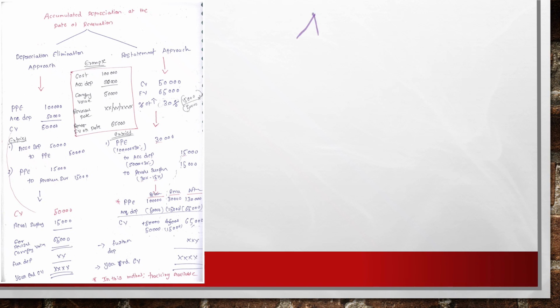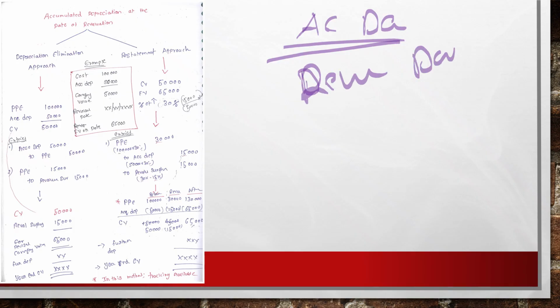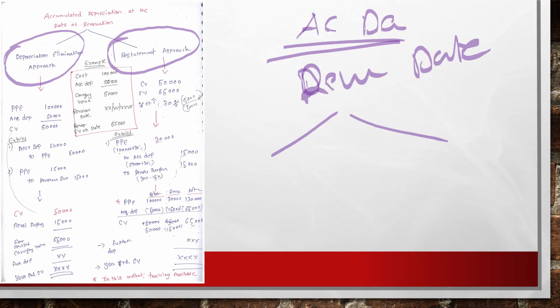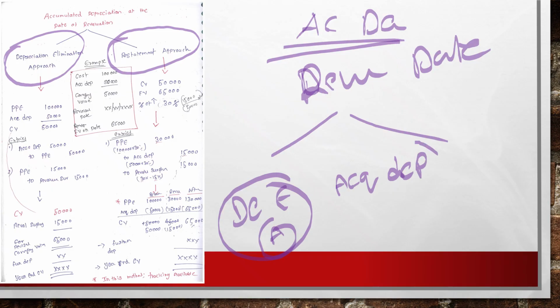See, for accumulated depreciation at the revaluation date, you should check which method you are using, either the depreciation elimination approach or the restatement approach. I am repeating intentionally because confusion is involved in this concept. That is why I keep repeating in the classes. So first is the depreciation elimination approach. In this, you just reverse your entire accumulated depreciation available in your books.